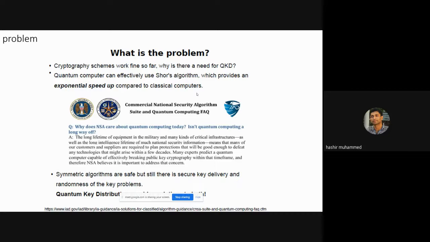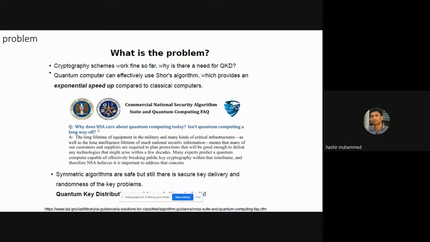The problem is when the quantum computer comes into existence. There is an algorithm called Shor's algorithm that can solve this problem very efficiently. The RSA problem, the asymmetric key sharing problem, can be solved by using a quantum computer when it comes into existence. So that is the problem in the future actually. Many national security agencies care about this a lot.